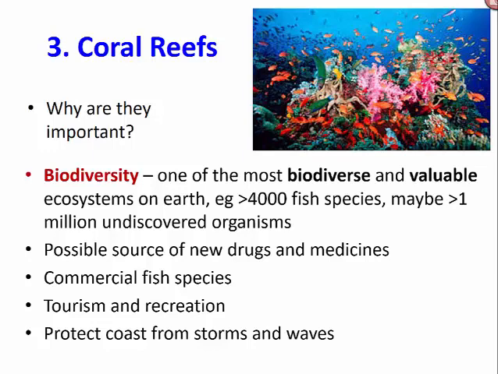Now, those last three, commercial fish species, tourism and recreation, are very, very important. And they can actually bring in money to help support them. But too much tourism and inappropriate tourism can damage them. The coral reefs also protect the coast from storms and waves. So just like the mangroves protect that land area or where the sand and soil is, the coral reefs in the water protect the coast.